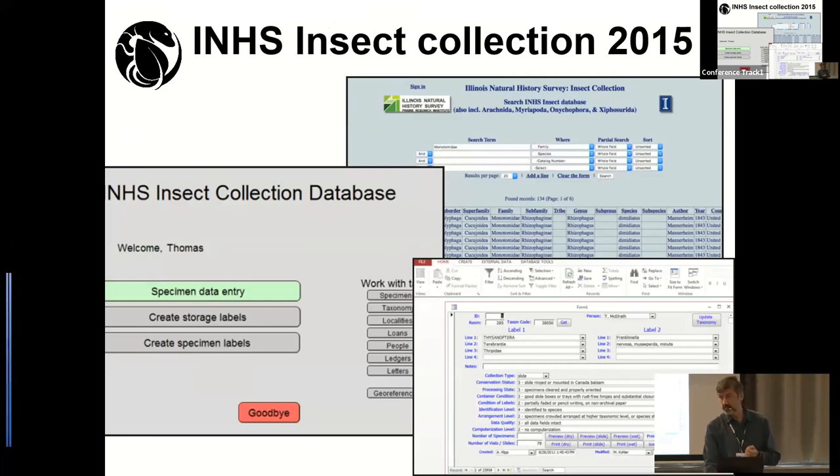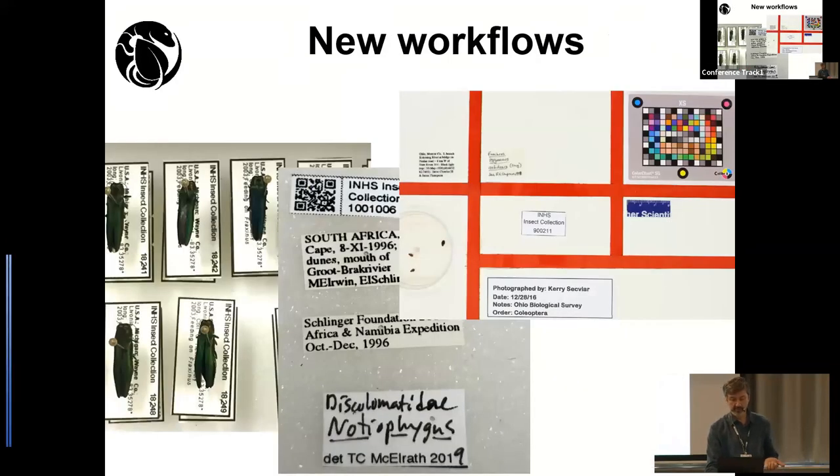The insect collection database is another big project which we run in the survey and in the university. We started with multiple different databases: FileMaker database, Access database, online MySQL database for different kinds of data. And we moved all the data a few years ago to TaxonWorks. So we have some workflows designed specifically for the data management.